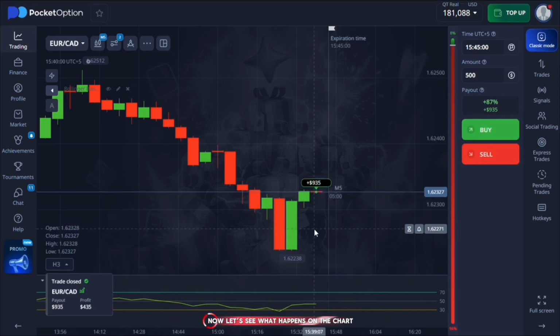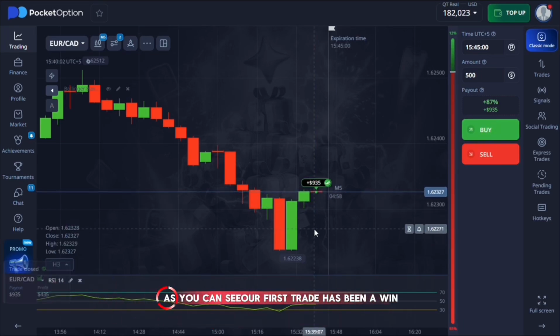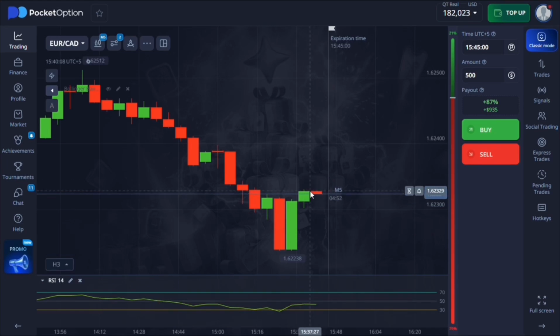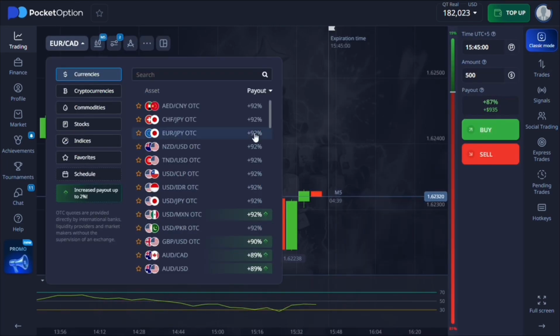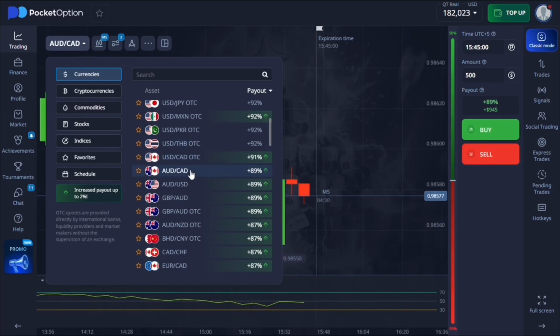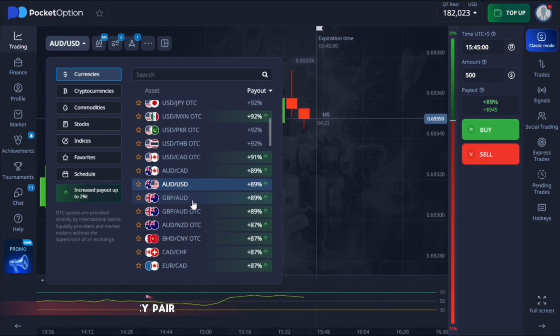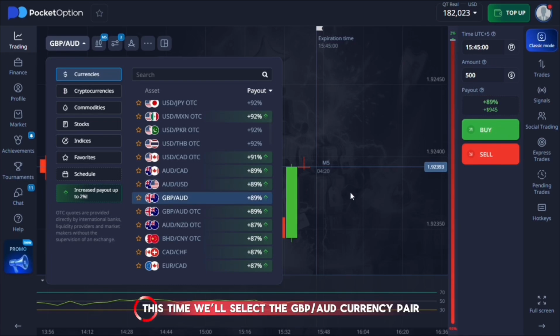Now let's see what happens on the chart. As you can see, our first trade has been a win. Now let's place our second trade. This time we'll select the GBP AUD currency pair.